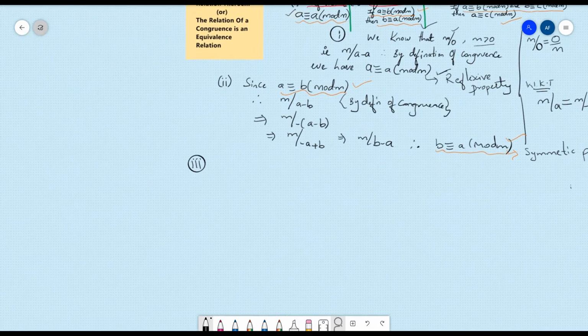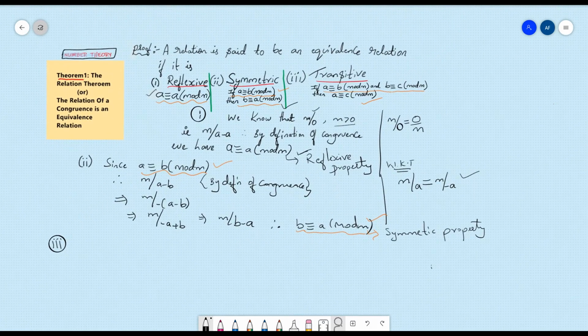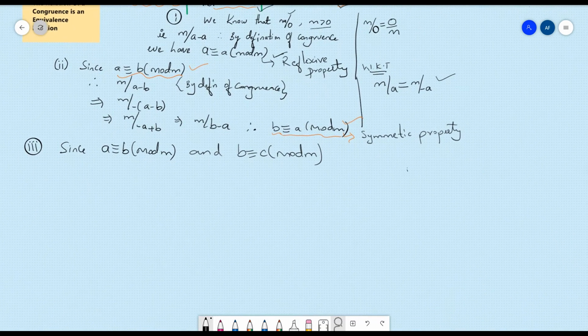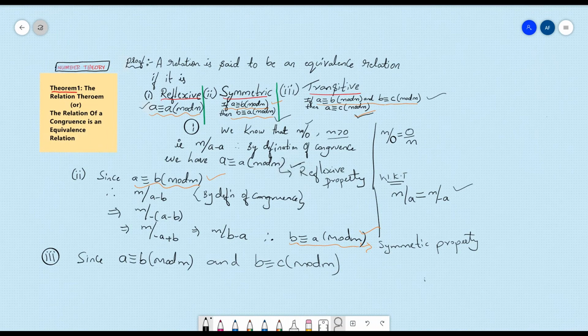So what am I supposed to consider? These two things. Since A is congruent to B mod M, these two things I am taking over here, and what is another one? B is congruent to C mod M. These two things I am going to consider. At last I am going to prove A is congruent to C mod M. So let me write down here.